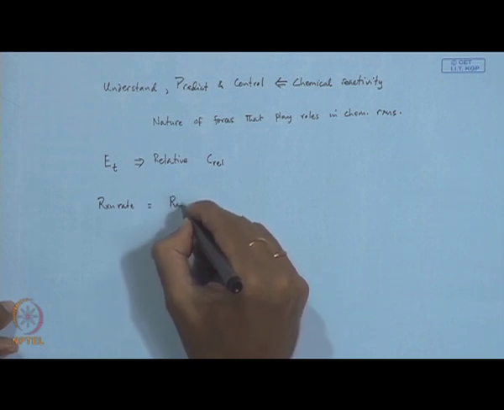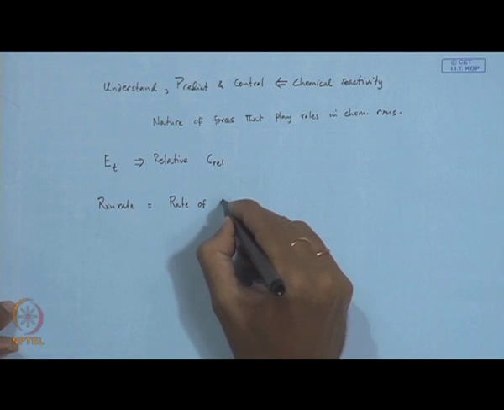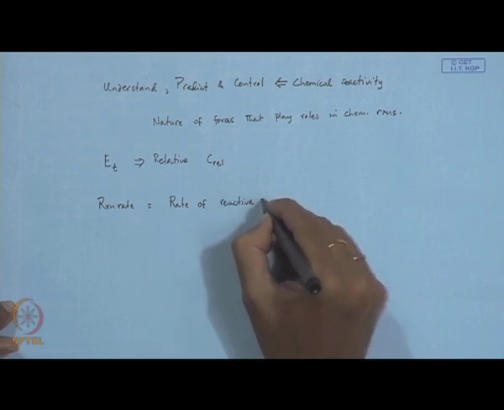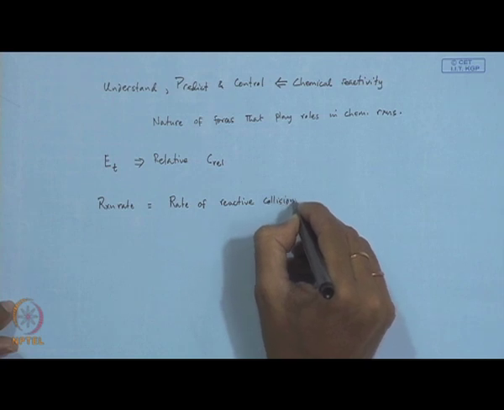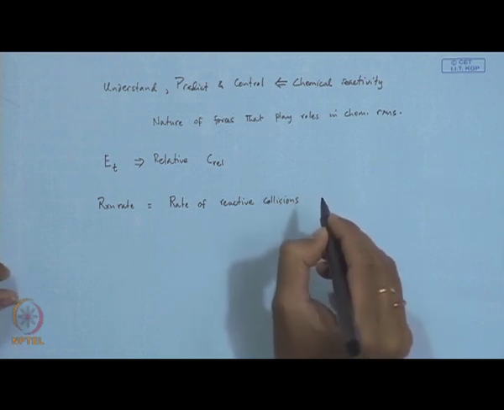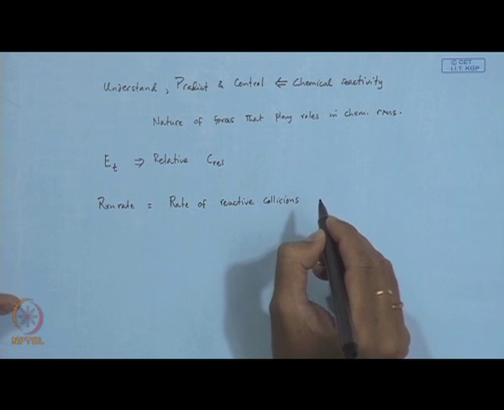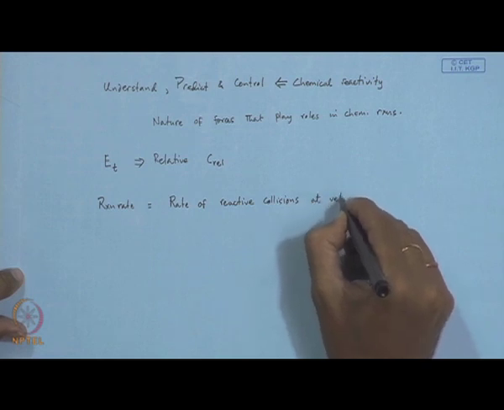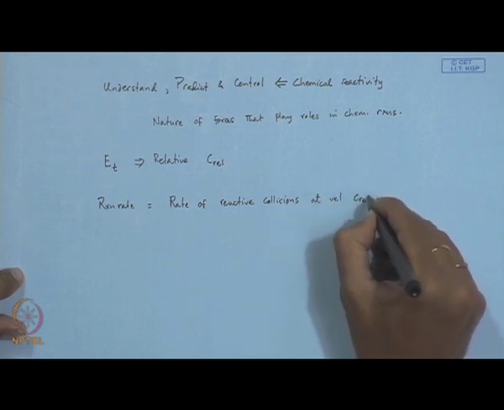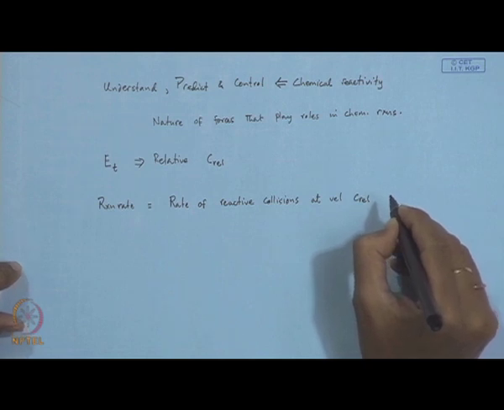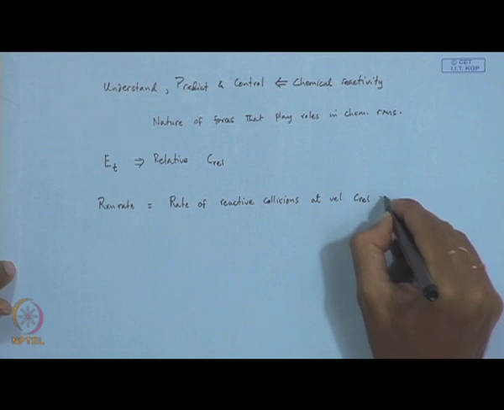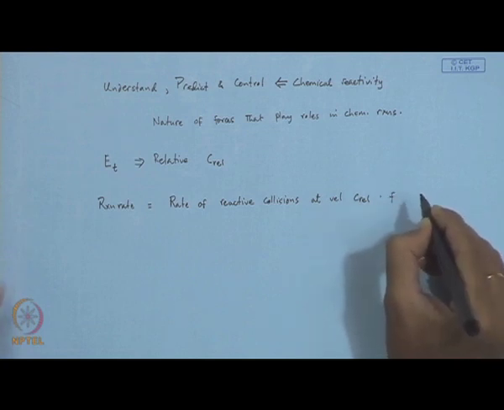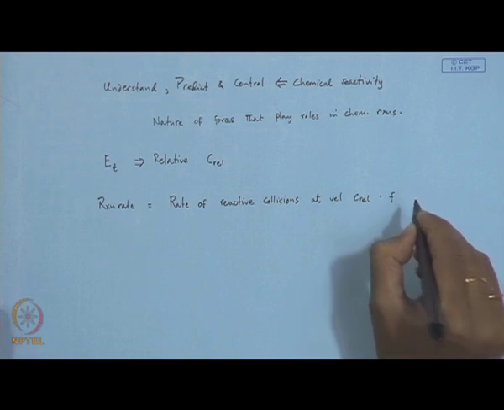So, rate of reactive collision, okay, those collisions which are reactive, not all collisions give rise to product. Okay. Rate of reactive collisions at velocity c relative into the fraction of collisions that are effective, into f. Okay. I mean fraction of collisions, those are effective.